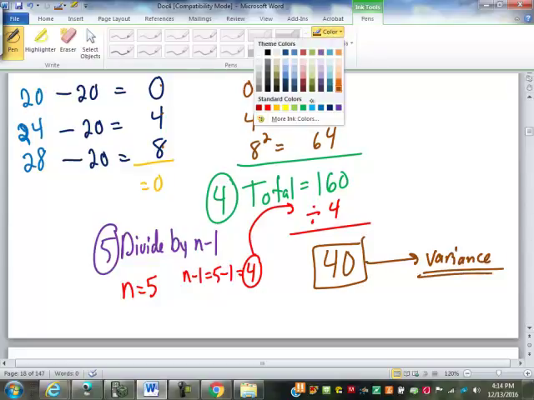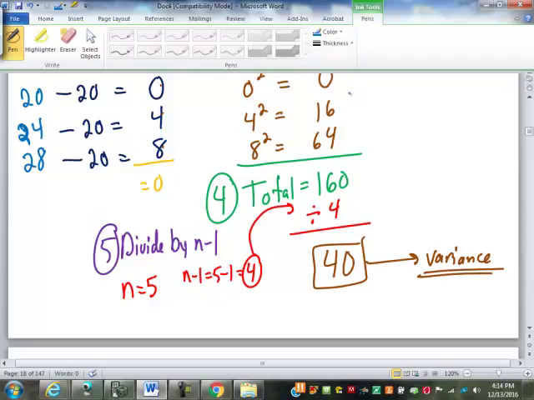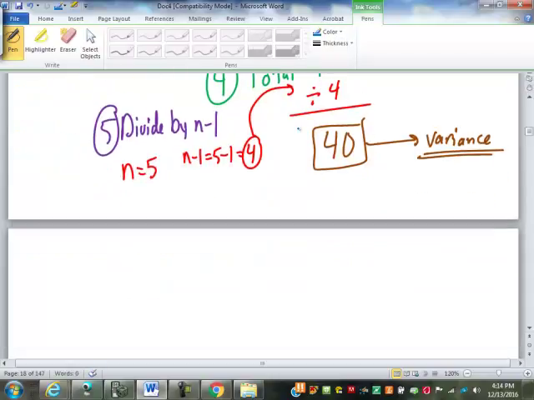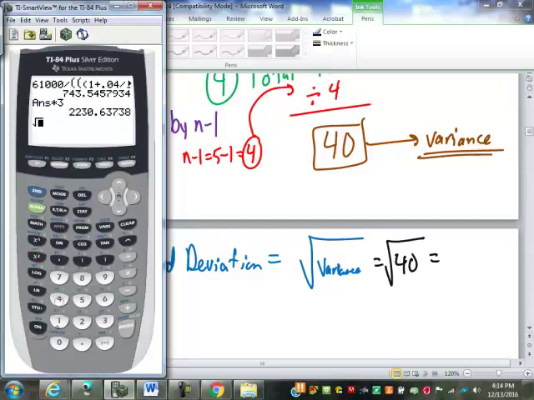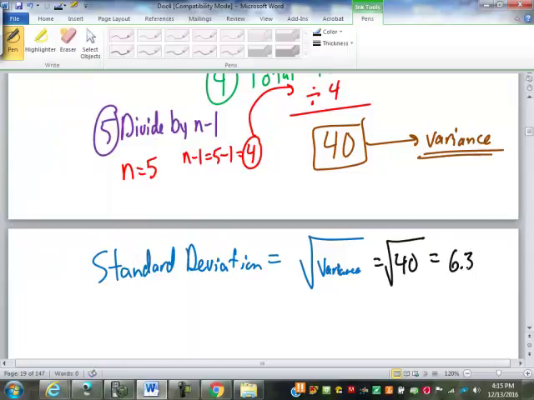If we were going on to inferential statistics, the variance is important for doing some of our tests. For our purposes of just describing the spread, what's more important is a number called the standard deviation. Standard deviation is the square root of the variance. So in other words, the square root of 40. So it's just an extra step. Square root of 40 is 6.32. That's the spread of those numbers. That's how spread out they are.